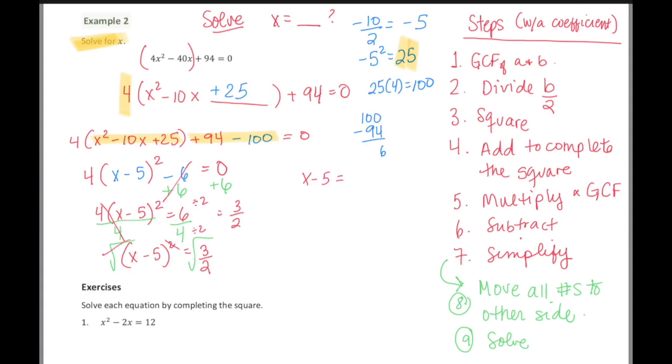So this is going to give you two possibilities. You're going to have x minus 5 plus the square root of 3/2, or x minus 5 minus the square root of 3/2. And so you can move that 5 to the other side, and you can see both possibilities here. I cannot simplify 3/2, so I'm going to leave them as that.